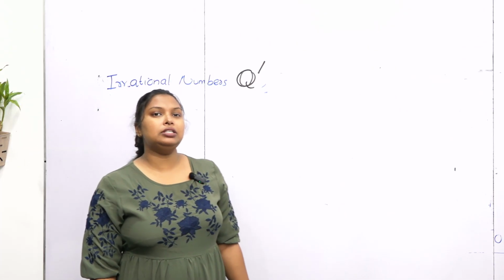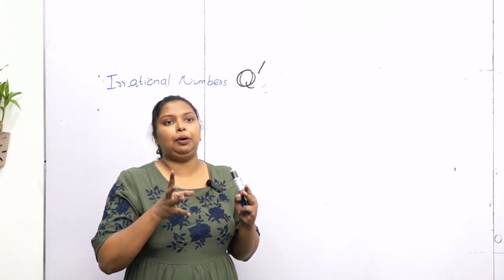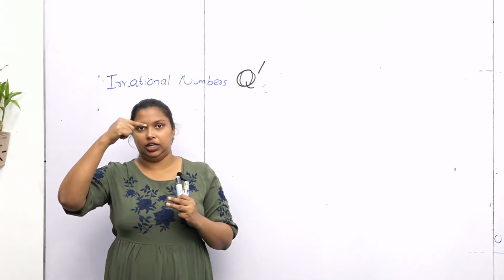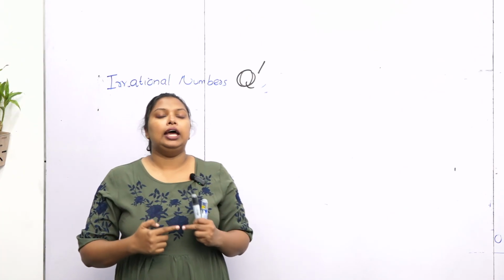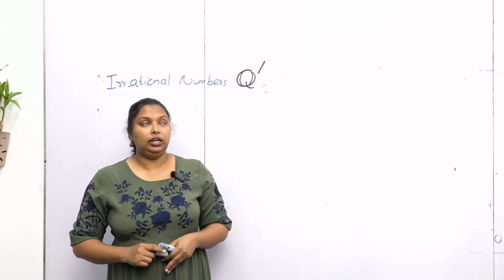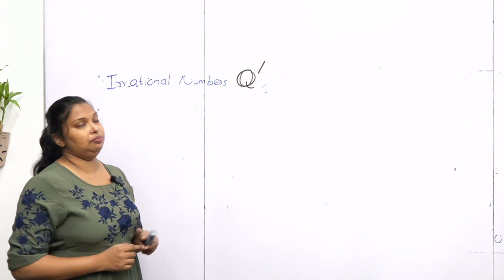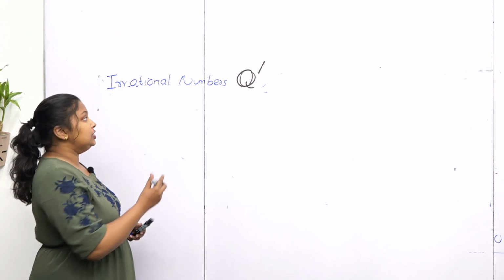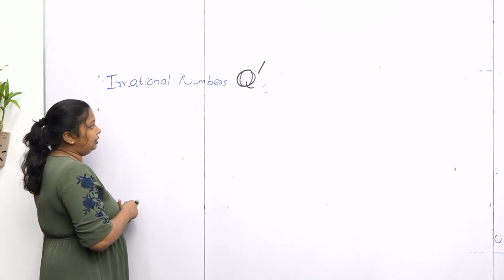Rational numbers means any number that we can represent as a fraction using an integer in the numerator and the denominator, where the denominator cannot be equal to 0. Then what is an irrational number? The numbers that cannot be represented.